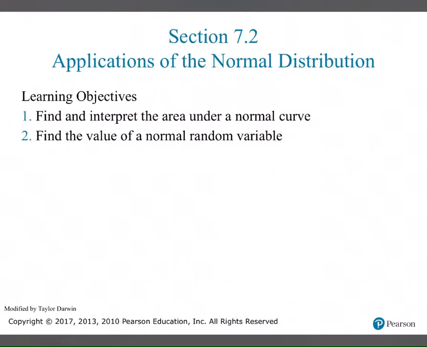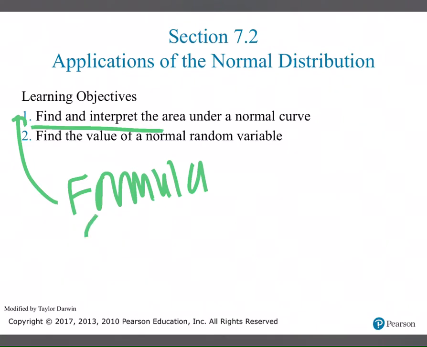7.2 is about applications of the normal distribution. Instead of being given the area like we were on that last example, we're actually going to find and interpret the area. And this is when you need that formula sheet that I was telling you about at the beginning of the video. And I will show you what it looks like and explain it a little more in depth, but I would go ahead and try to have it ready.